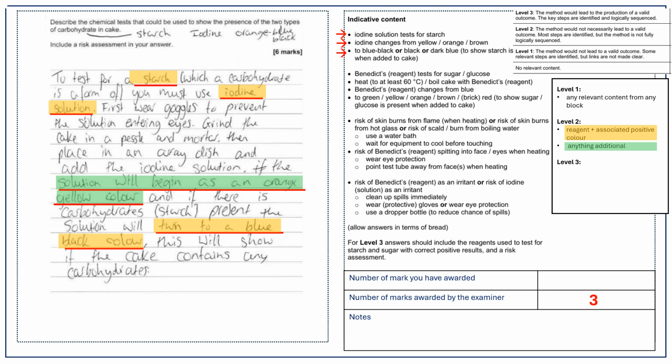To get into level 3, the descriptor mentions that the student needs to be able to produce valid outcomes from their response. Quite a lot is needed to get into level 3. Both reagents and positive colours should have been identified. The student must refer to using heat for that Benedict's test.